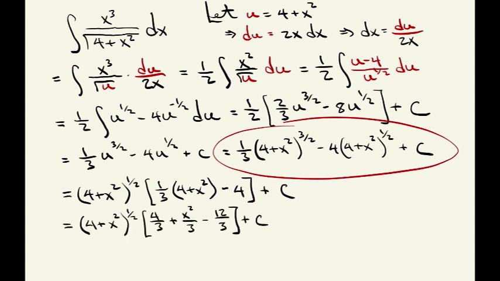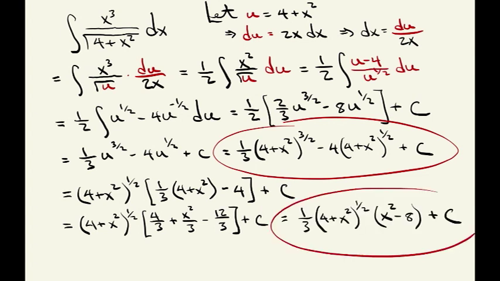Simplifying that a bit gives us the quantity (4 plus x squared) to the 1/2 power times the quantity, multiplying 1/3 through there, 4/3 plus x squared over 3 minus 4. But I'm going to write 4 as 12/3 so that we can see that we can factor a 1/3 out of the second factor, giving us a final answer of 1/3 times the quantity (4 plus x squared) to the 1/2 times (x squared minus 8), plus our constant of integration.